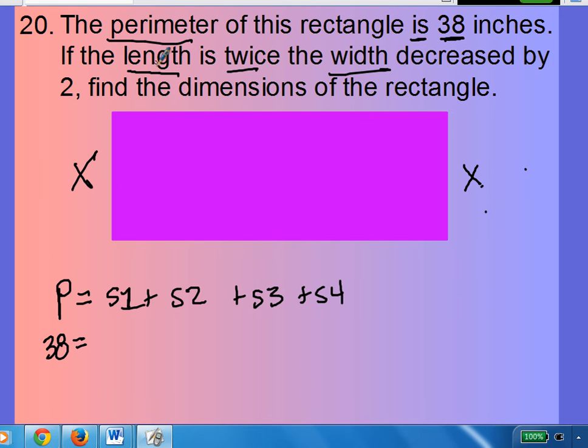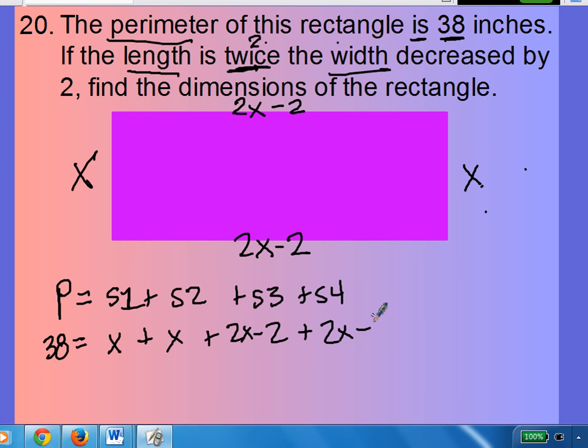Now, we go back and look at how we compare the length to the width. It says the length is twice, 2 times the width. So 2 times the width looks like this. 2 times our unknown. Decreased by 2 means we have to subtract 2. So we would label those there. Then all we have to do with our model and our numbers is plug them into our formula that we wrote. So x plus 2x minus 2 plus 2x minus 2.